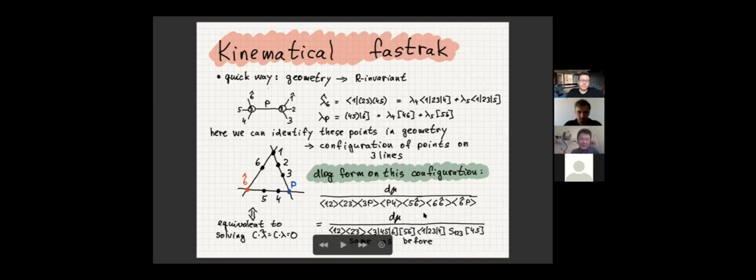And indeed, if you now plug in for lambda 6 hat and lambda p, you recover the expression that we had before from solving c dot lambda and c dot lambda tilde. So it's equivalent to it, but it's a little bit faster way to arrive at the expression, and it's kind of nice that these points make this geometric appearance in this configuration.